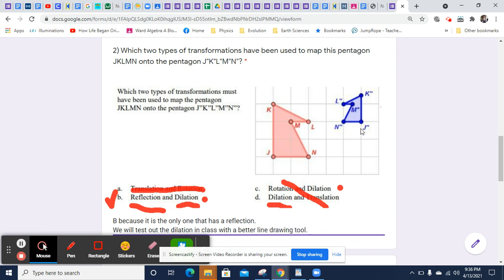Okay, but as long as I can draw a line, take this and make a reflection and draw lines that go through, say, L prime and L double prime, and N prime and N double prime and J prime and J double prime, and they'll all end up converging in the same spot, then that's a pretty good sign we have a dilation. Okay, let's continue.